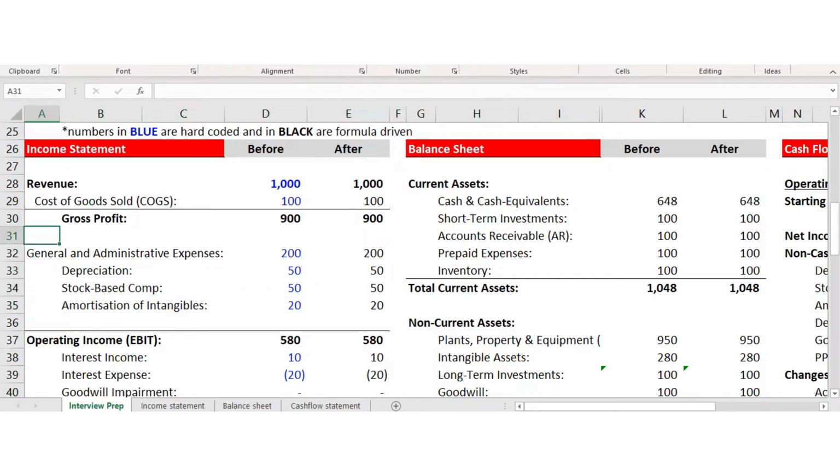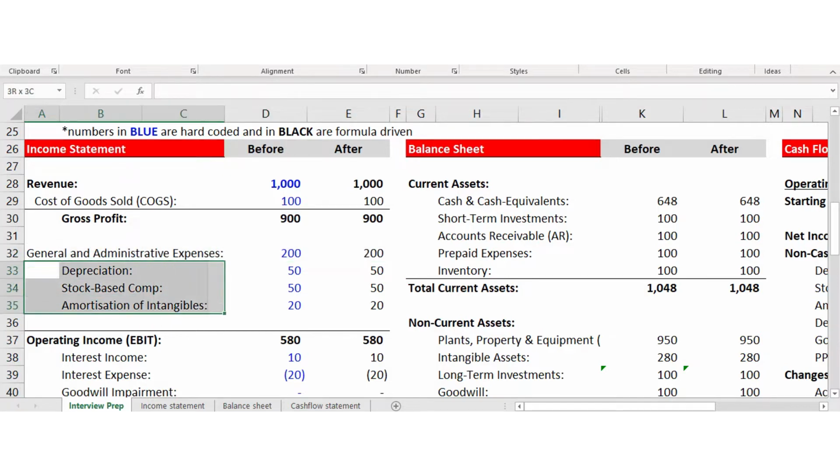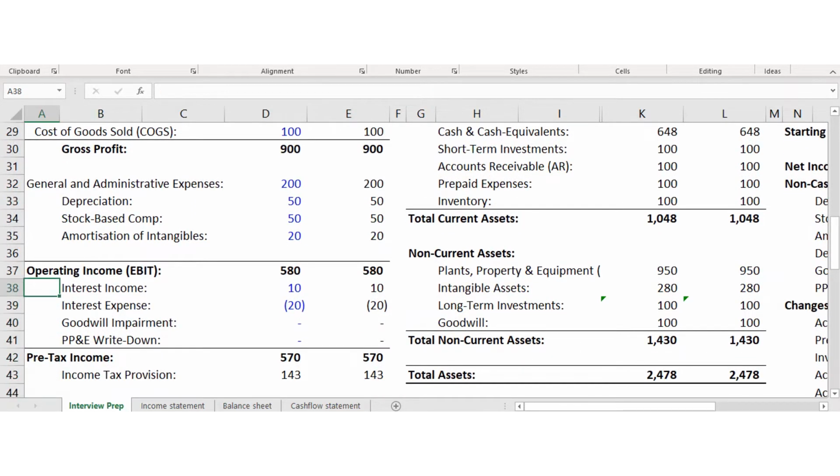So now that you have your gross profit, and then you take away your indirect expense, so your SG&A, and then your non-cash expense, you are then left with operating income, which is EBIT. So EBIT stands for earnings before interest and tax. So now that we have this, we can now take a look at our interest income and interest expense.